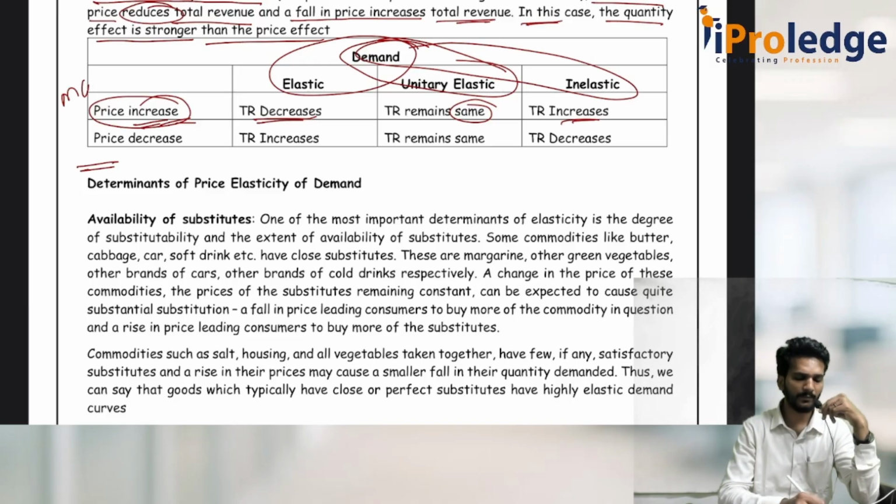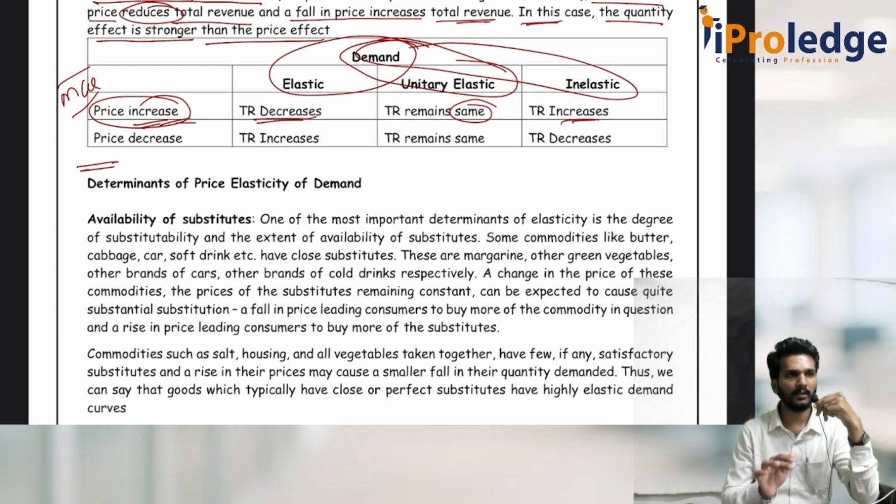This is the highest MCQ tested area. Whenever there is elastic demand and the increase in price, what happens to the total revenue? Decrease. That has to be remembered. Very, very clear. If you are not able to remember anything, just go by the concept.